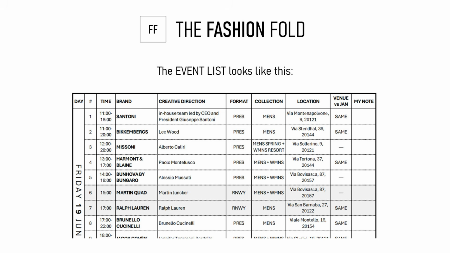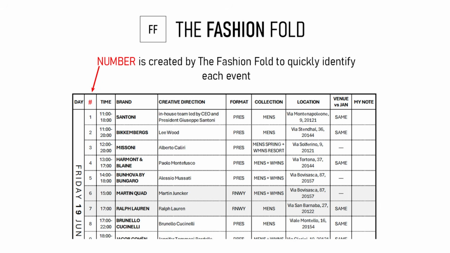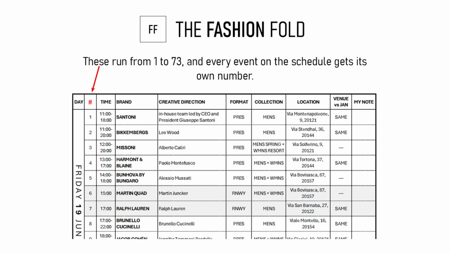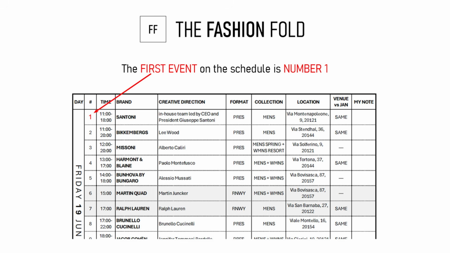The event list looks like this. The number is basically created by the Fashion Fold to quickly identify each event. These run from 1 to 73, and every event on the schedule gets its own number. The first event on the schedule is number 1, the second event on the schedule is number 2, etc.